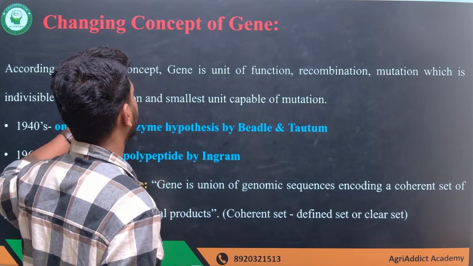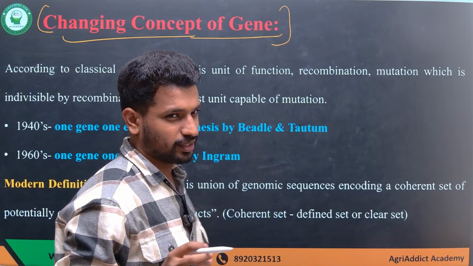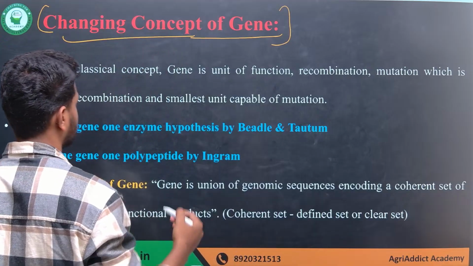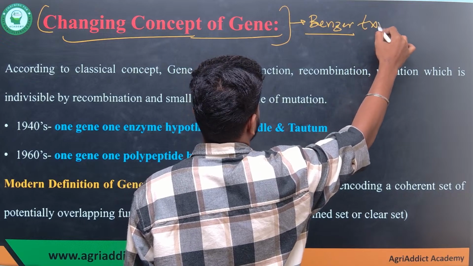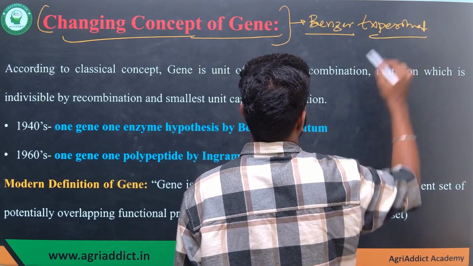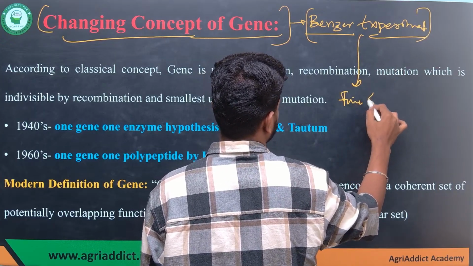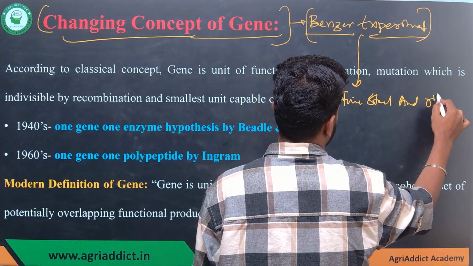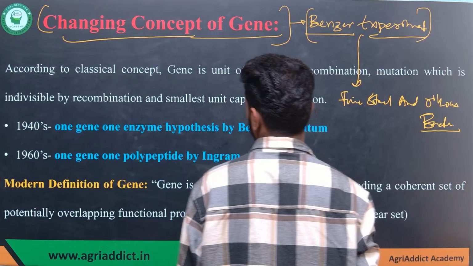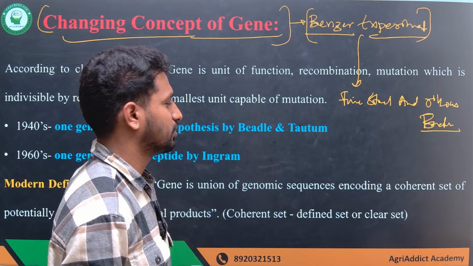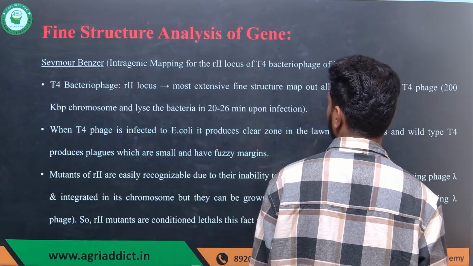Next, based on all these improvements, there was a changing concept of a gene, and the most important contribution for this was one important experiment, the Benzer experiment. In simple words, he did the fine structure analysis of the rII locus in the bacteriophage. Which bacteriophage, T2 or T4? This is also confusing. If the question asks you both T2 and T4, which one will you choose?